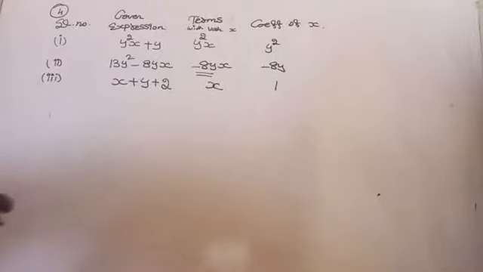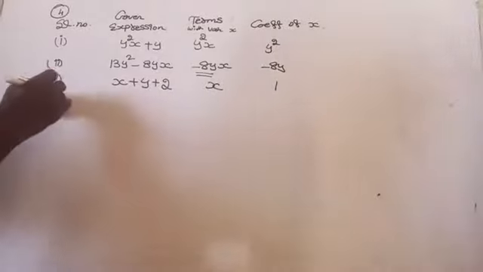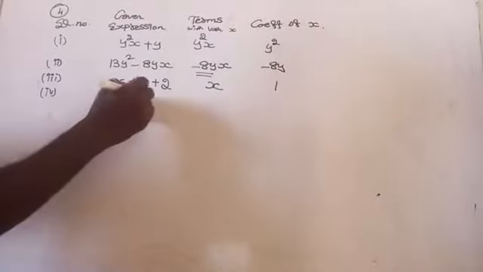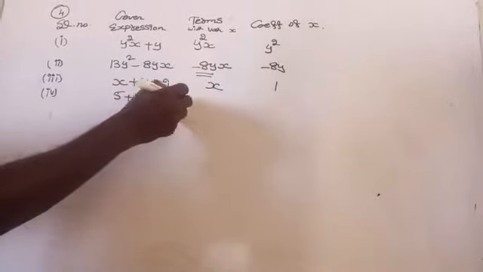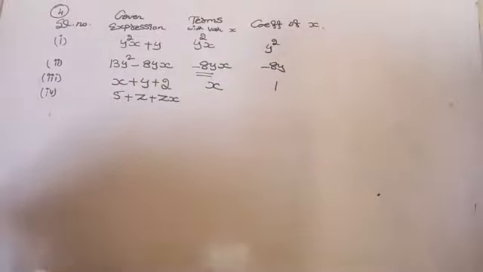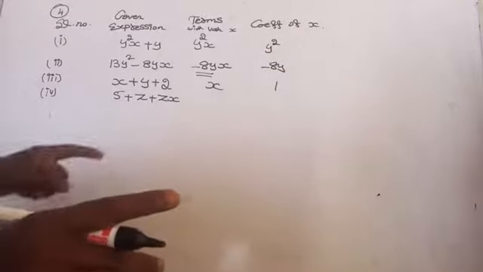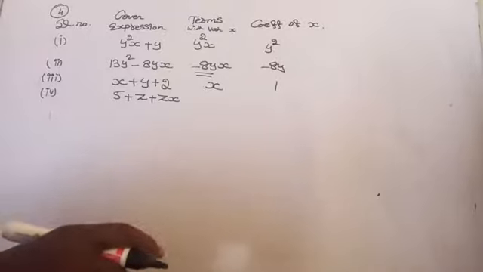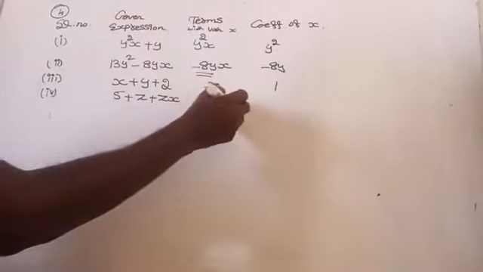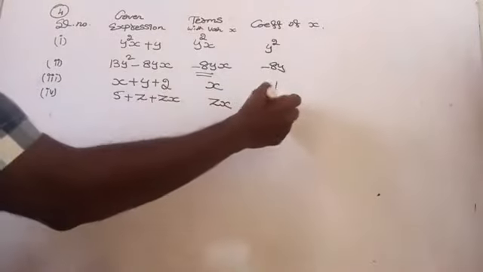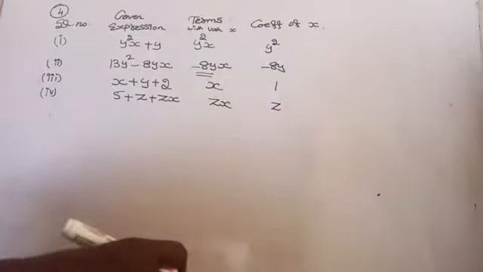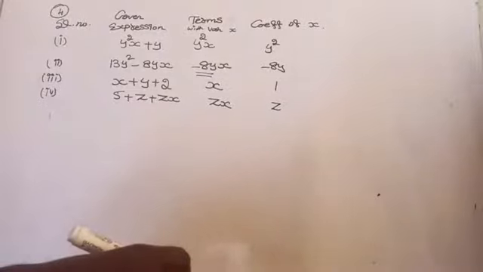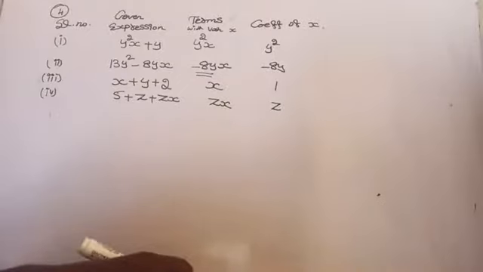Now come to the fourth part of the same question: 5 plus z plus zx. Here we have three terms. Now identify the term which contains the variable x. Which one? Yes, that is the zx term. Then the coefficient of x is what? Z here. Am I right? Yes.